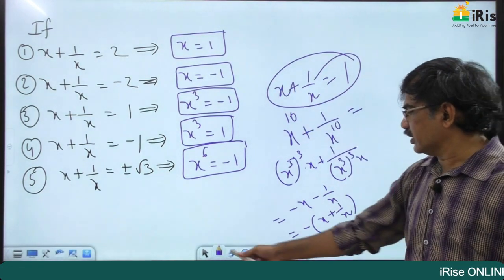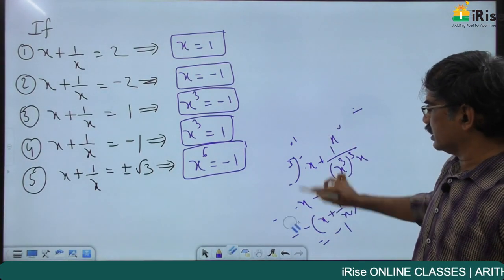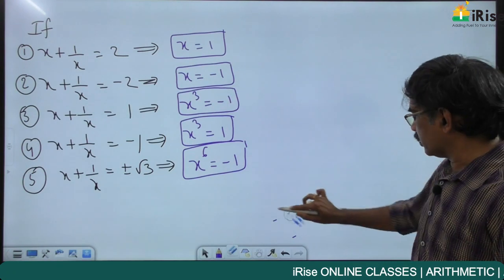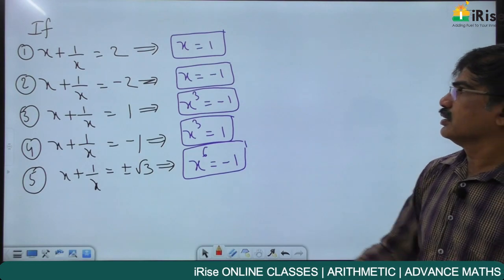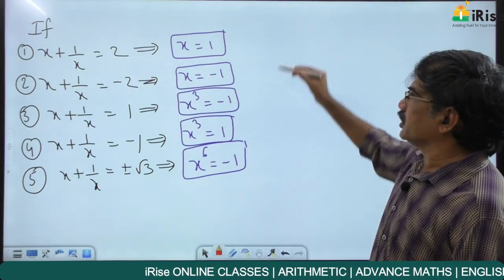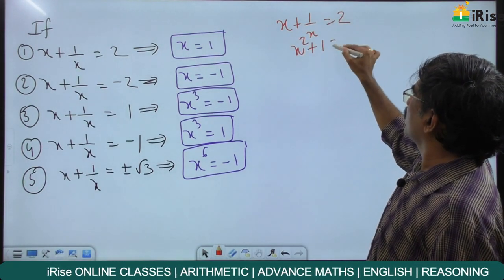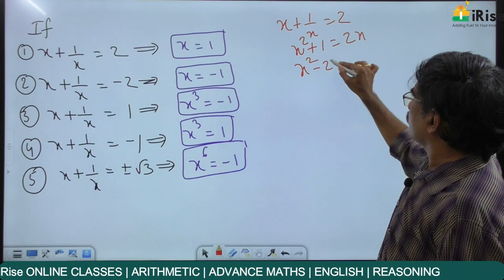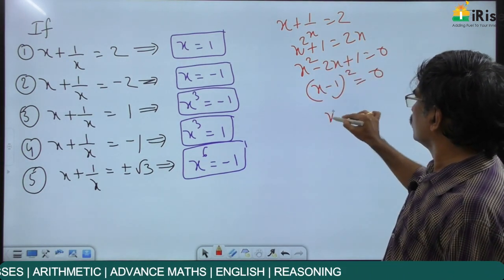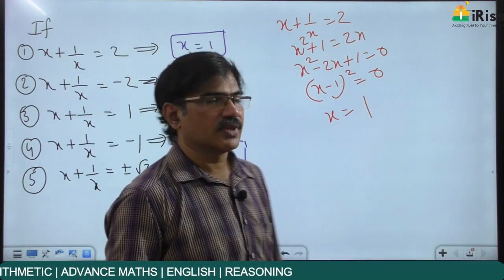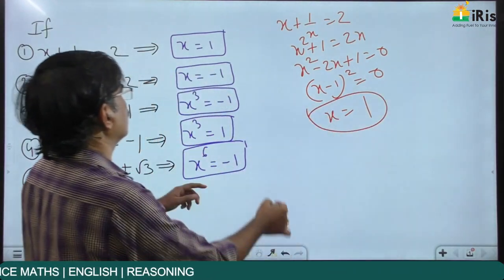How to get these formulae? Listen here, I want to explain one by one. This is a quadratic equation. x plus 1 by x is equal to 2. x square plus 1 is equal to 2x. x square minus 2x plus 1 is equal to 0. x minus 1 whole square is equal to 0. So x is equal to 1. So using the quadratic equation we get x is equal to 1, the first one.